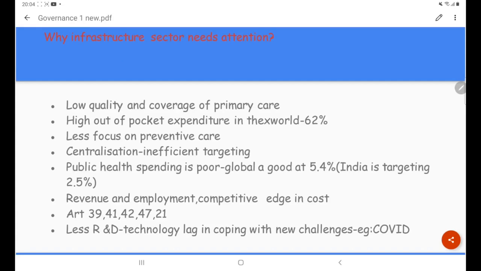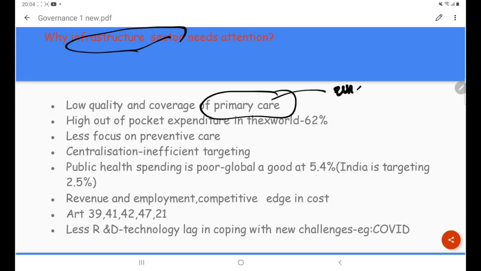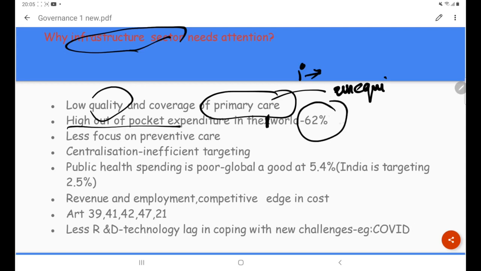So the next sector of health is the infrastructure sector. This is the next dimension of health. Why does this sector need attention? Because we have a poor primary care network in health. Our primary healthcare sector is unequipped, and it is of low quality also. Then the other point is high out of pocket expenditure, and India has one of the highest, 62% out of pocket expenditure.